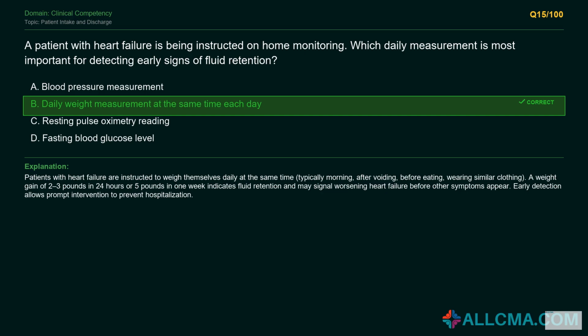The correct answer is B. Patients with heart failure are instructed to weigh themselves daily at the same time, typically in the morning, after voiding, before eating, wearing similar clothing. A weight gain of 2 to 3 pounds in 24 hours or 5 pounds in 1 week indicates fluid retention and may signal worsening heart failure before other symptoms appear. Early detection allows prompt intervention to prevent hospitalization.